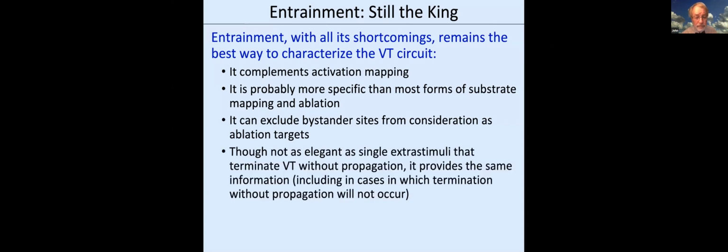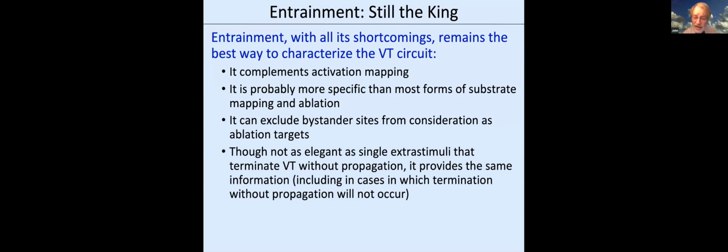It's probably more specific than most forms of substrate mapping. I think that's pretty clear. You have to wait a little bit more with substrate mapping than you would with this. It can exclude bystander sites from consideration as ablation targets, and don't waste your time with those. It's not dangerous to do that. It's not bad, but it's not helpful either.